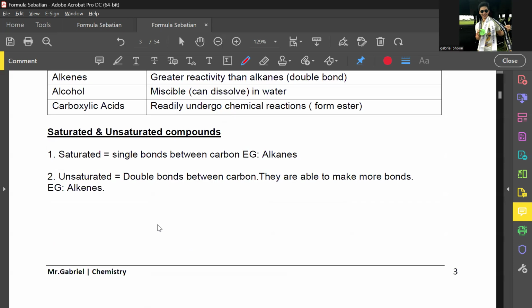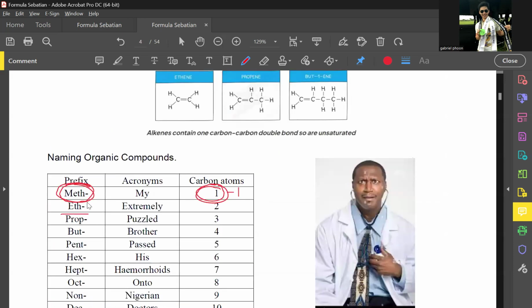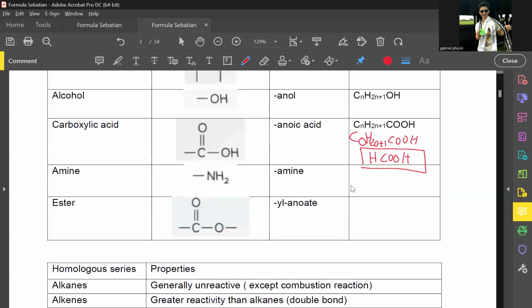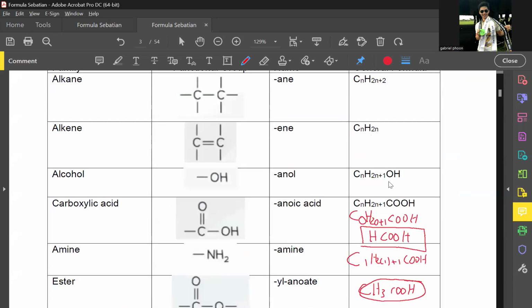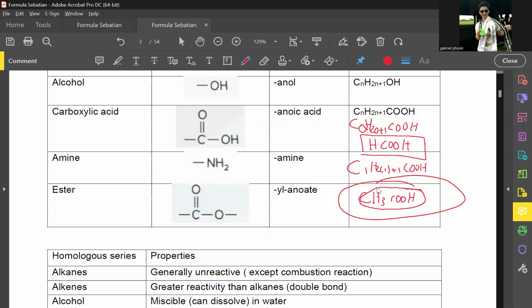For example, if we're looking for ethanoic acid, which is supposed to be 2 carbons, we need to minus 1 again, which is 2 minus 1. In this scenario, it will be C1H2×1+1, then COOH. At the end of the day, we'll end up with CH3COOH. This one is methanoic acid. Sorry, ethanoic acid. It's ethanoic acid. This one will be ethanoic acid if we're looking for the second carbon one.